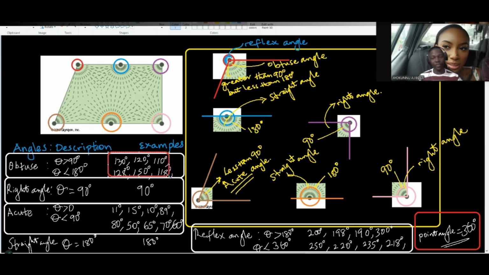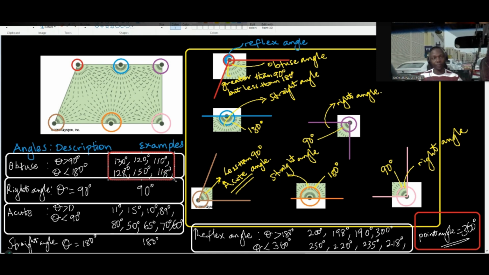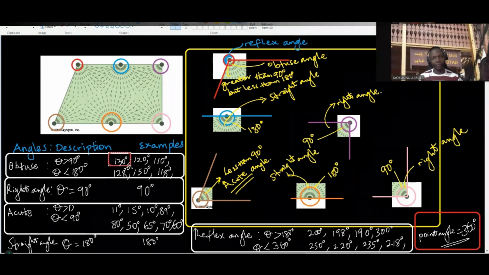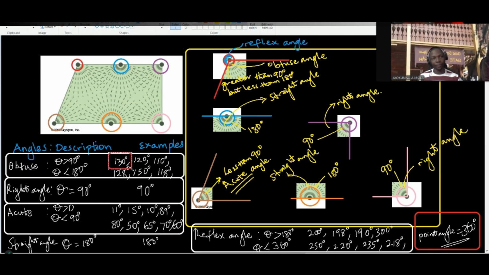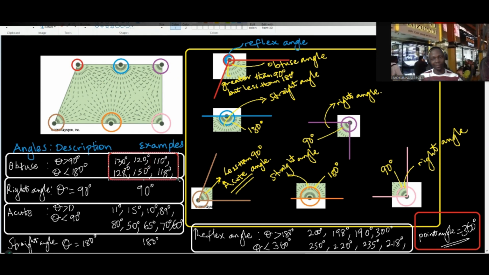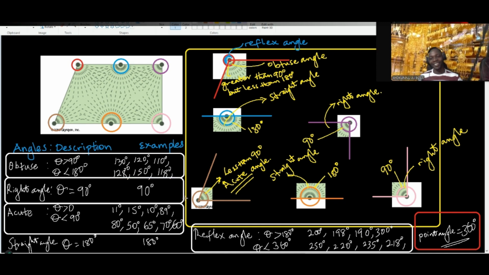Do it quickly before something logs us out again. Read these numbers. 130 degrees, 120 degrees, 110 degrees, 128 degrees, 150 degrees, 118 degrees, 190 degrees.